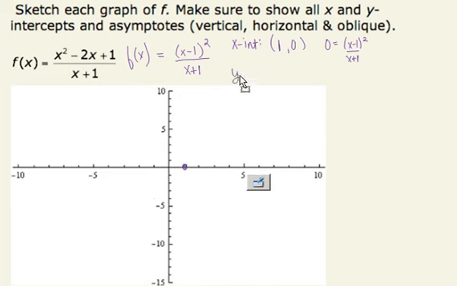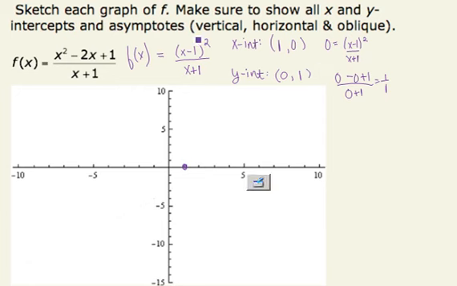If I'm looking at y-intercepts, I'm looking where my x value is 0, and I need to find a y value. Well, in order to solve that, all I need to do is plug 0 in for x. So 0 minus 0 plus 1 all over 0 plus 1 reduces to 1 over 1, or simply 1. So I have a y-intercept of 1.